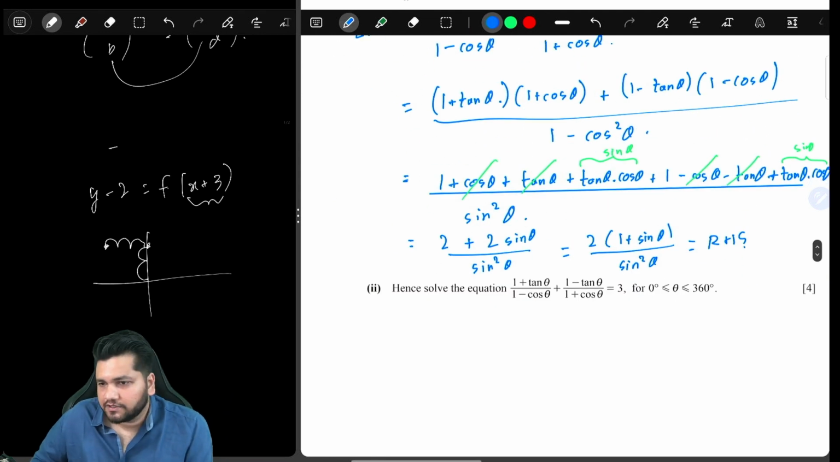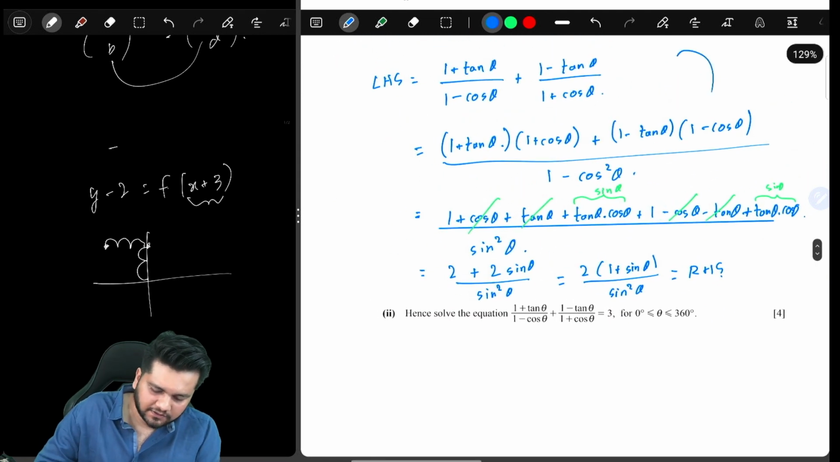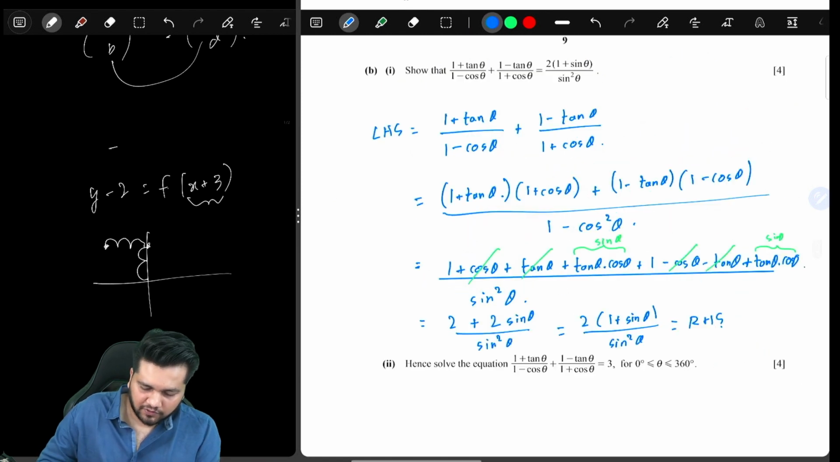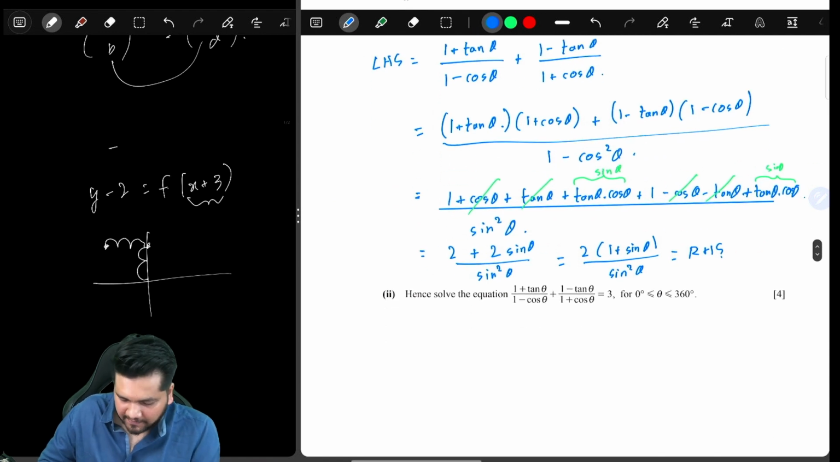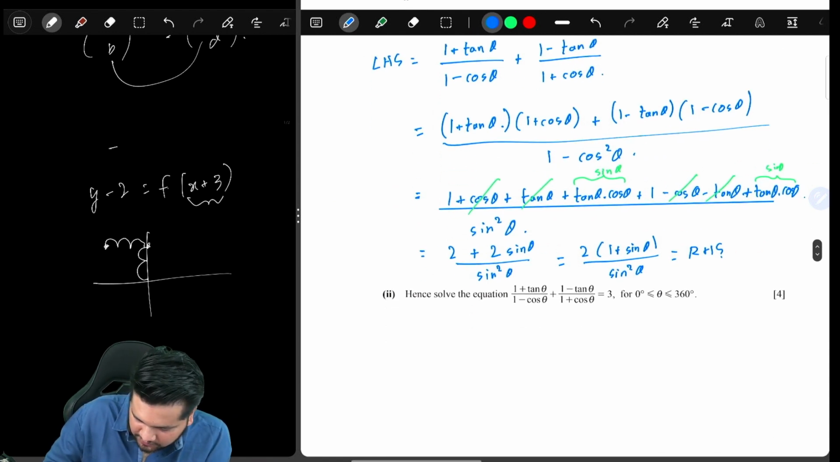Now, hence solve the equation, this thing. By chance, even if you don't get this question, obviously you can use this to get those values of theta. So here we'll just use this thing. So we'll get 2 times 1 plus sine theta upon sine square theta is equal to 3.